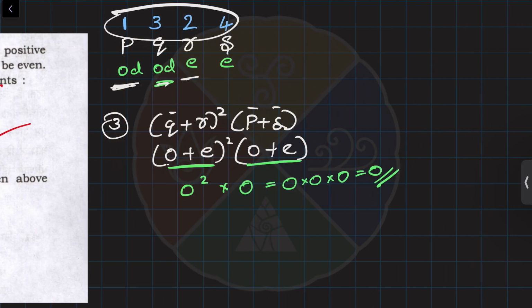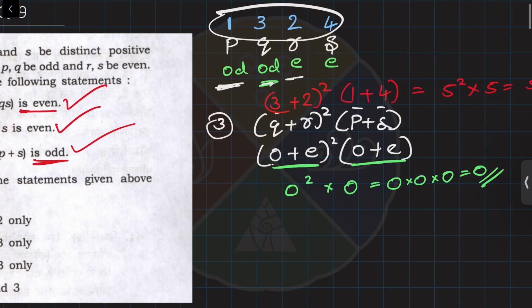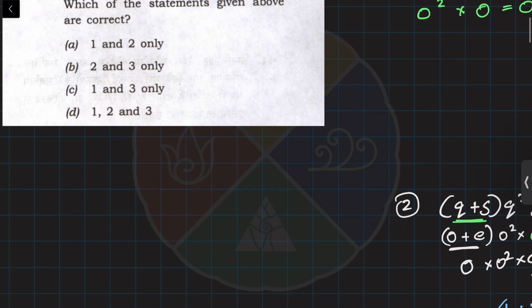Okay. So if we substitute the values, say Q is 3, R is 2, P is 1, S is 4. You can check this value: 3 plus 2 is 5, 5 square into 5, that is 5 cube, which is 125. It's going to be odd. It's always going to be odd. So all the statements are correct.